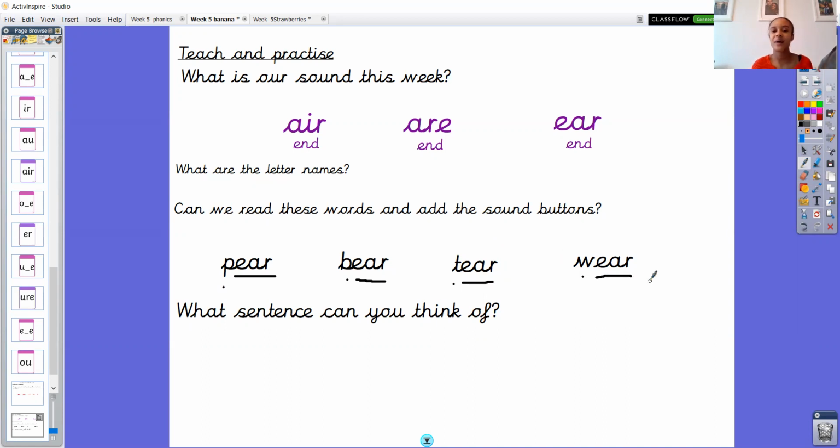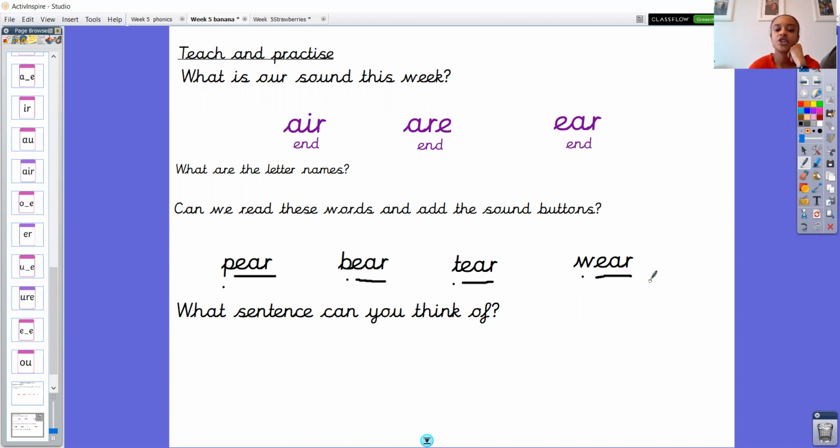And finally, I've got wear. Now this is the kind of wear, like I'm going to wear a jumper, not where are you going? Because we know that that's a tricky word, don't we? So this one is, I'm going to wear a dress today. Okay, let's use our robot arms for the last one. 1, 2, 3. Wear. Brilliant.